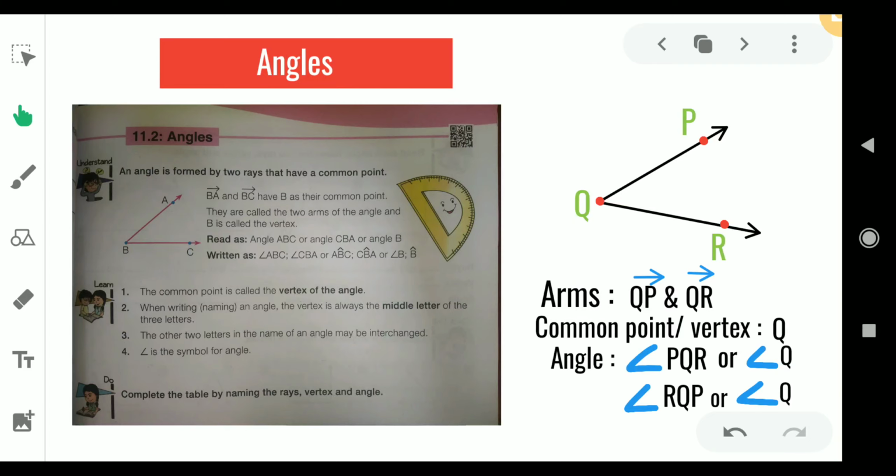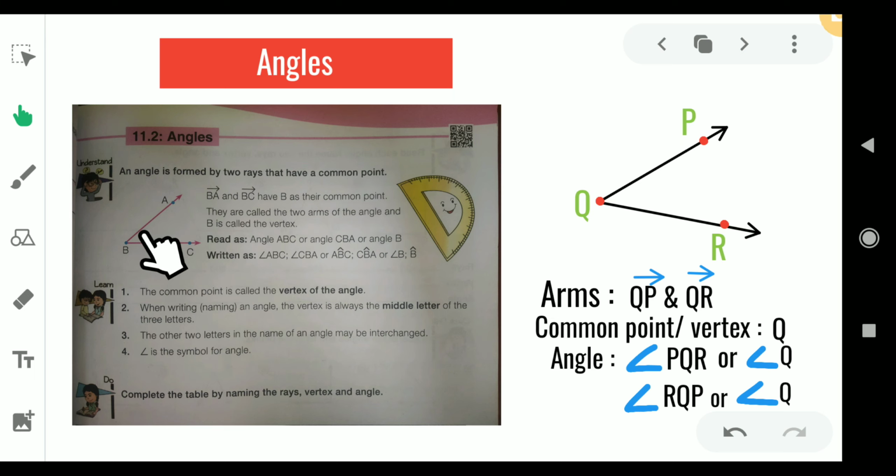Well, students, we have learnt how geometrical figures can be named and how they can be identified. Now it is time to learn about angles. As I said, angles are formed when two rays have a common point. So whenever two rays meet at one common point, they will form an angle.